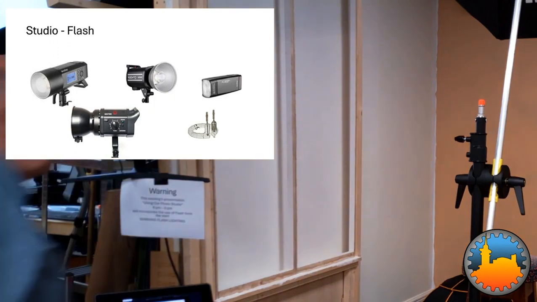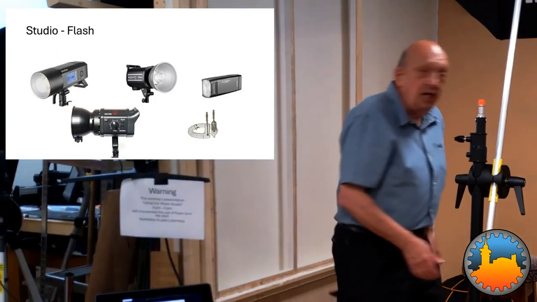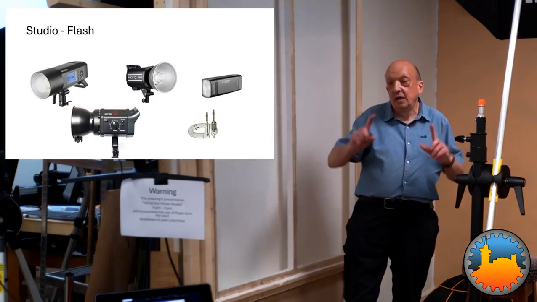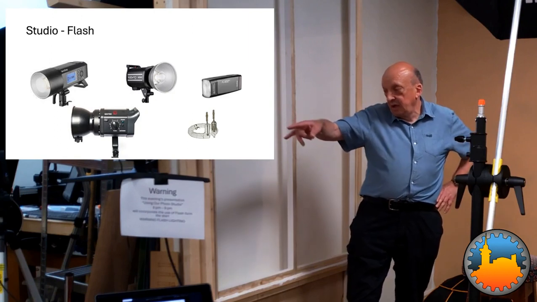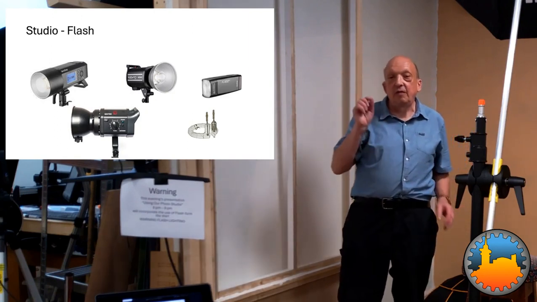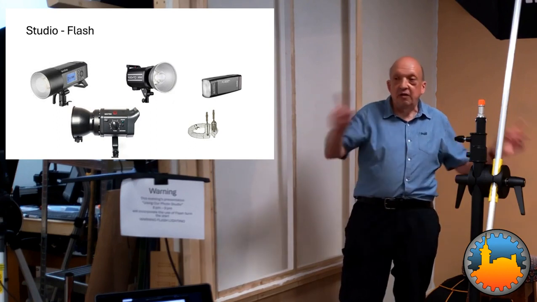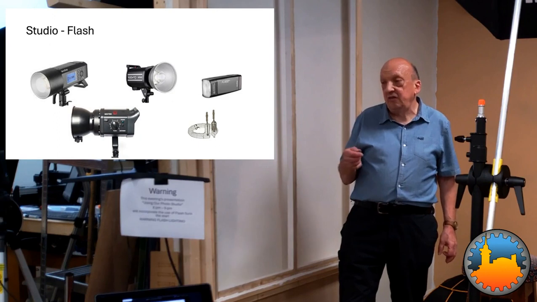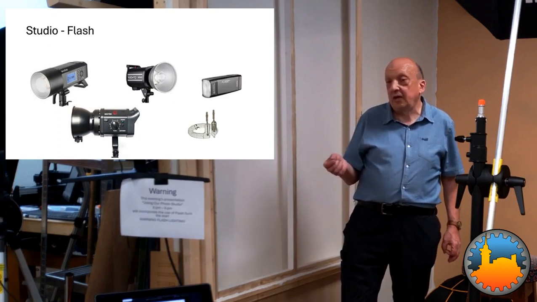In order to trigger flashes, in the past the system was you had a set of cables, and you could still use that. So the flashes like the one over there do have a sync socket, so you can put a physical cable in and trigger it using physical cables. The advantage of that is you can use it with older style cameras that didn't have electronic triggering.